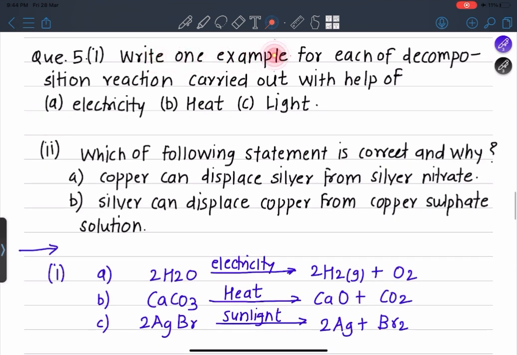Write one example each of decomposition reaction carried out with the help of electricity: the electrolysis of water, H2O decomposes into H2 plus O2. Second, with heat: calcium carbonate gives calcium oxide plus carbon dioxide. In presence of light: silver bromide gives silver plus bromine.